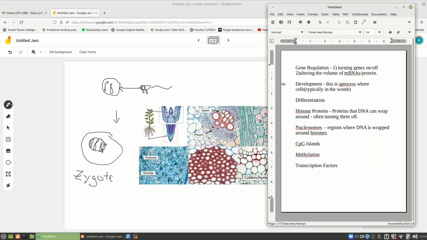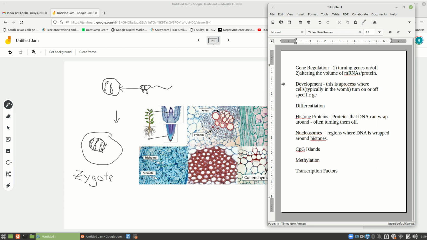All right, turn on or off specific genes that determine their cell type. All right, so this is usually permanent, and so once they've decided to be a skin cell, then when they divide again, they're going to make all skin cells. And this occurs before birth, all right, for the most part. Not always, but for the most part.